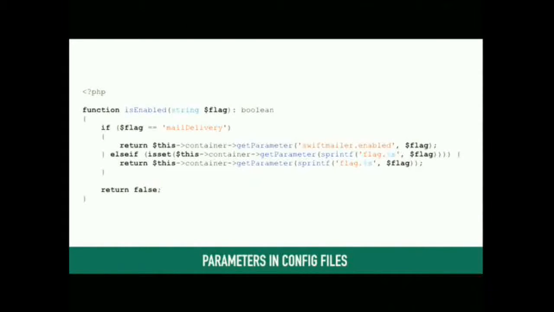If the flag is mail delivery, then we're going to get the Swift mailer enabled flag from the container. If it's not, then we're actually just going to dynamically get this from the container. So I'm just doing some sprintf here, saying flag dot, and then whatever the flag name is. And then I don't have to touch my PHP code at all to add a feature flag. All I need to do is add a configuration option to my config.yaml or XML or whatever. And then I can use it in my code, and that's fine. And if I forget to add it to my configuration files, then that's still fine, because we're still returning false. The default should always be false. Especially in instances like this where you're fetching it dynamically, it might not find it. It's really important to be able to return false here.